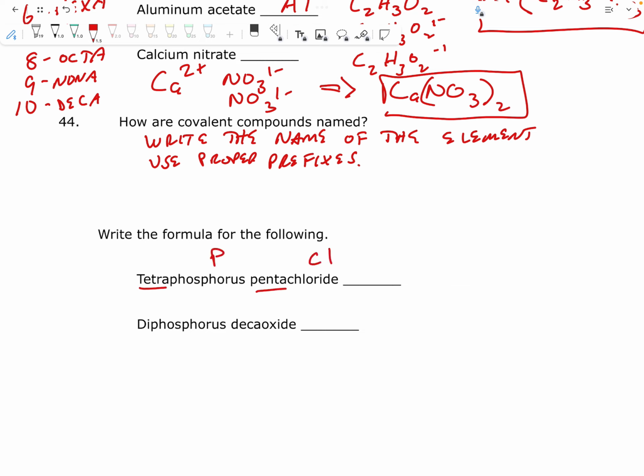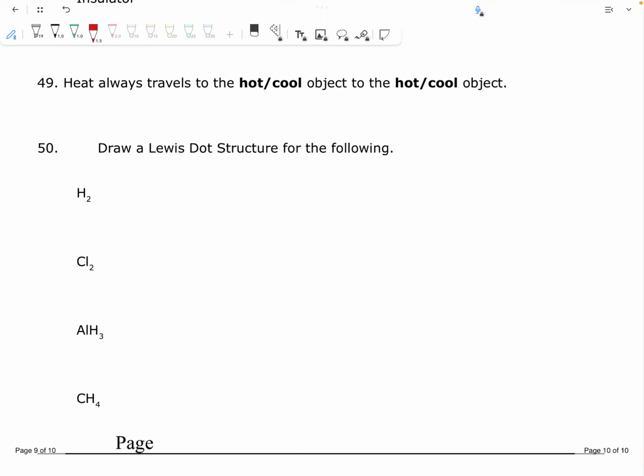Phosphorus is a P, chloride is going to be Cl. Tetra is 4, penta is 5, so that would be P4Cl5. The prefix tetra, when you write it as a number, actually goes after the symbol, and that becomes a subscript. We have diphosphorus, that's P, and that's going to be a 2. Decaoxide, oxygen, and that's going to be 10. That's going to be P2O10. That's how we write that.